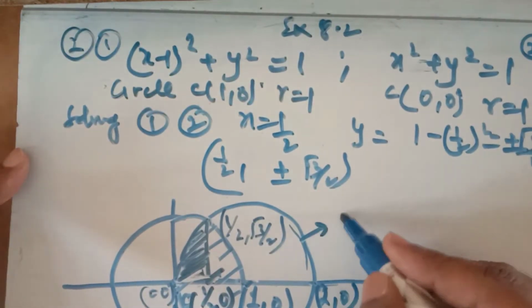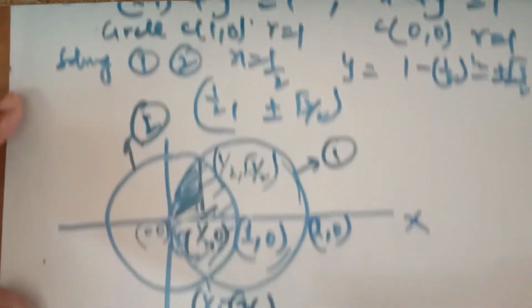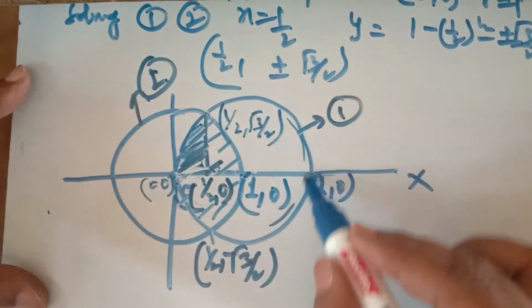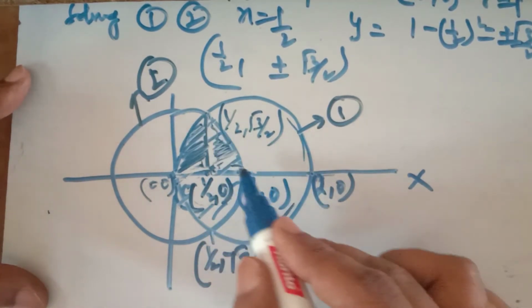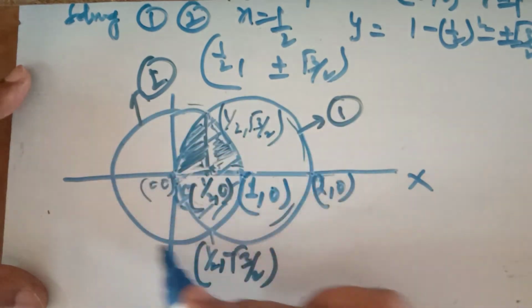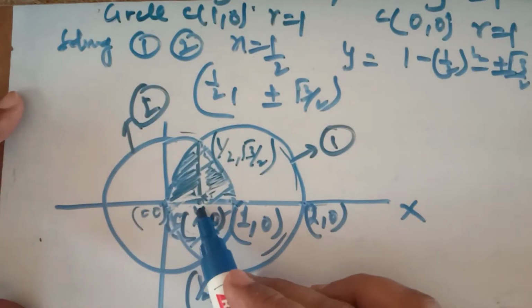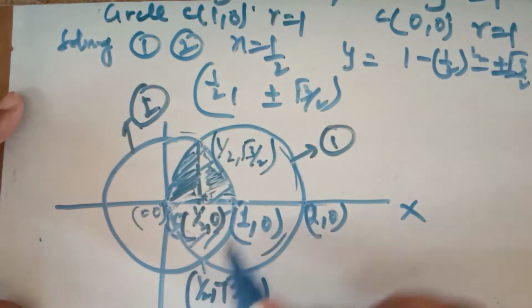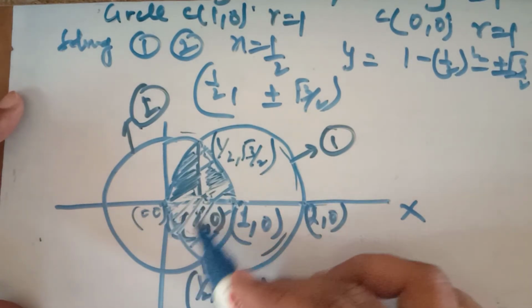This is circle 1 and this is circle 2. Now if you see it very carefully, from 0 to half the area is touching circle 1, and from half to 1 it is touching circle 2. So from 0 to half, integrate circle 1. From half to 1, integrate circle 2, add it and multiply by 2. You'll get the below portion also.